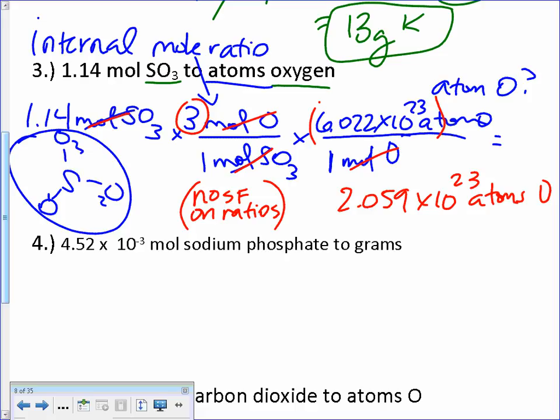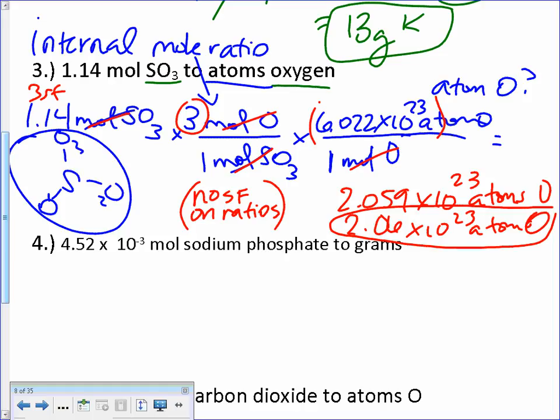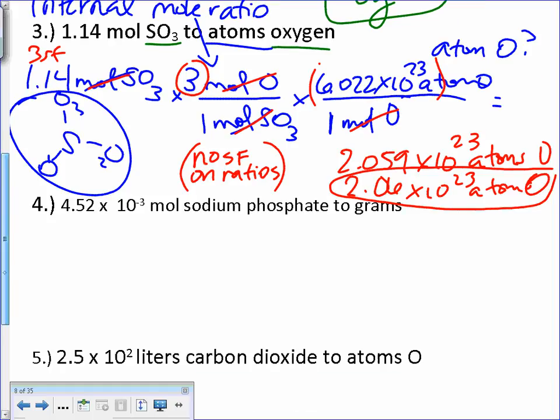Record this to how many sig figs? 3, because this one over here has 3 sig figs, and this one has 4, so you go with the 3, because that's the limiting one. So this would be 2.06, still though, times 10 to the 23rd atoms, because there's a ton of atoms of oxygen in this. So here's our final answer. 2.06 times 10 to the 23rd. Whew. So you're going to see a theme. Anytime you have a mole, you can convert it to this, but you've got to just be aware of what you're going to.